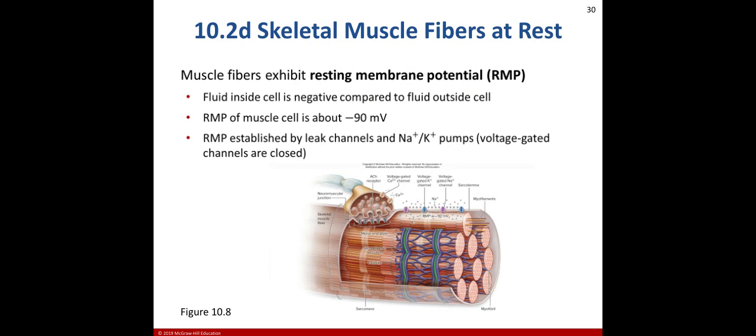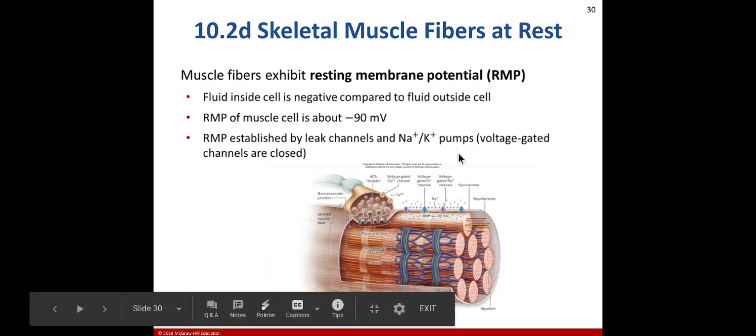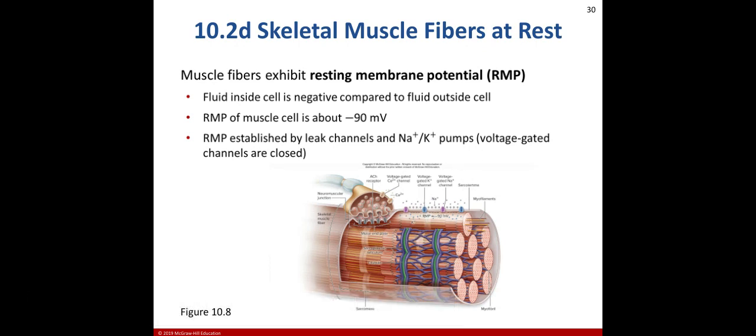So muscle fibers, when they are at rest, do have a resting membrane potential. They have this because the fluid inside the cell is more negative compared to the fluid outside of the cell. We can actually measure this with a millivolt reader, and it's about negative 90 millivolts. The resting membrane potential is established by what we call leak channels, for all intents and purposes for us. That's just channels that allow some ions to move in and out. And this sodium potassium pump, which are voltage gated, they're not going to be always open. They will only open when excited by an electrical pulse that tells them that they should release ions.